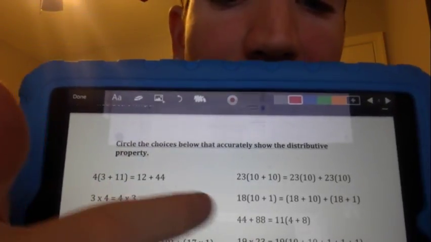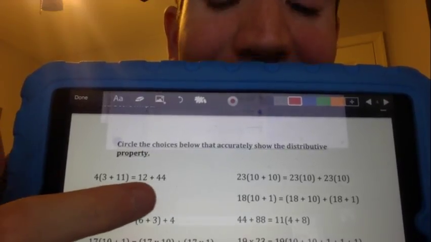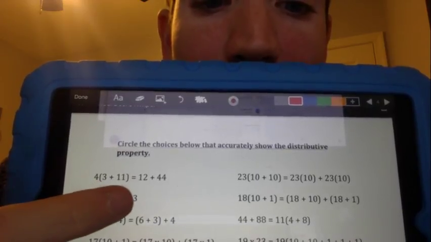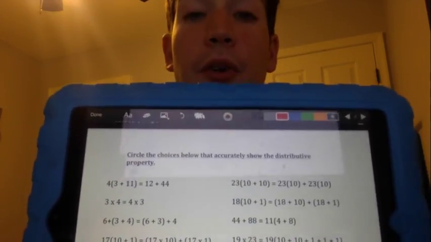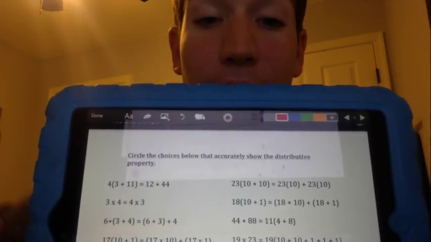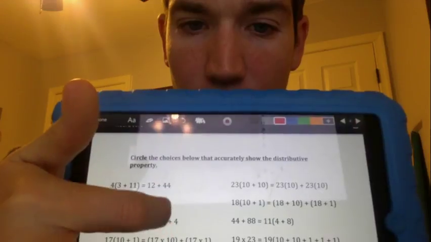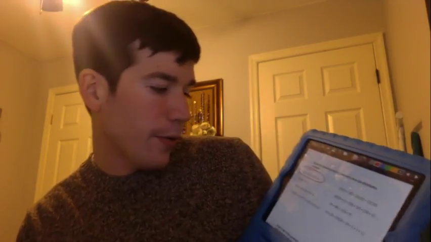So you'll notice that if you multiply 4 times 3, that is 12. And if you multiply 4 times 11, that is 44. Now what we want to do is add those two numbers together. And you'll notice that you see an addition symbol right in between. So that is an example of the distributive property. So I would circle that one.